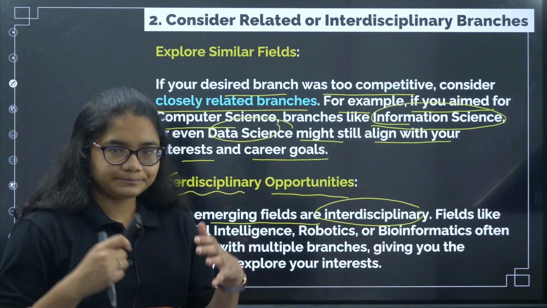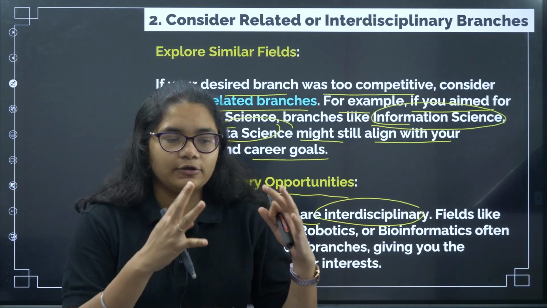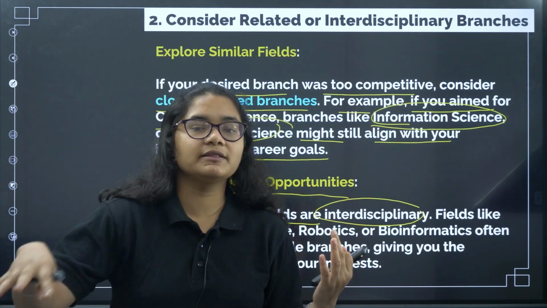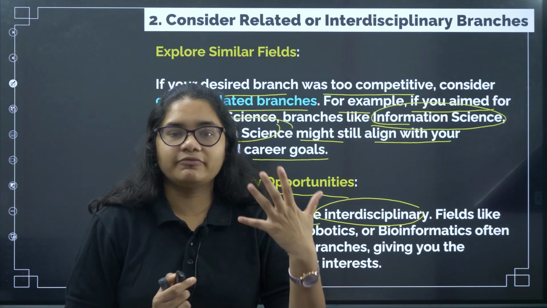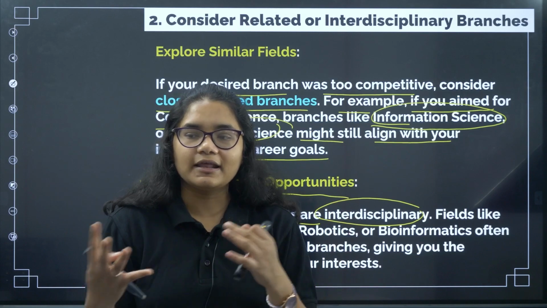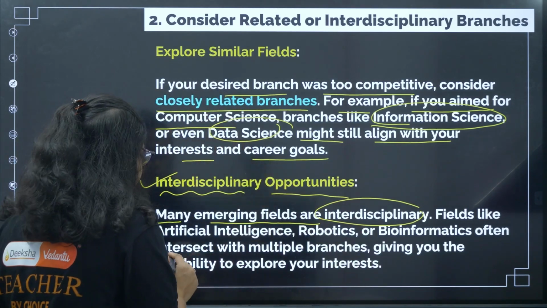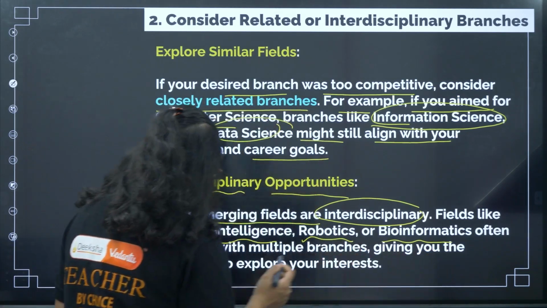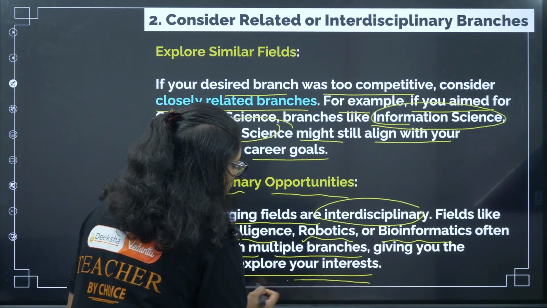So today with the growing world, what is happening, you may be educated, you might have graduated in a certain particular course, but you will be working with many people who belong to different disciplines, right? So that is why the scope of interdisciplinary jobs has increased in the market, because everything is connected in some way or the other to a different market. That is why, see, fields like artificial intelligence, robotics or bioinformatics often intersect with multiple branches, giving you the flexibility to explore your interest.